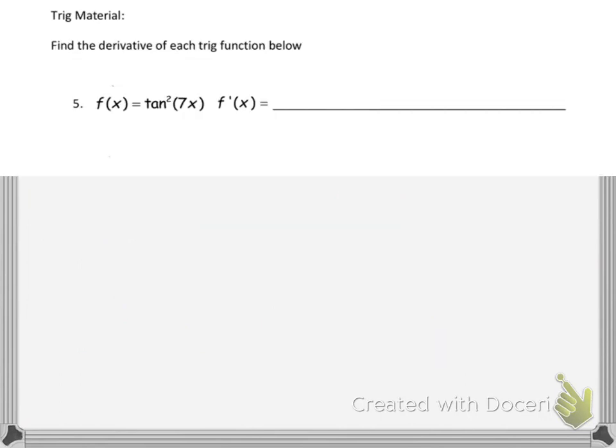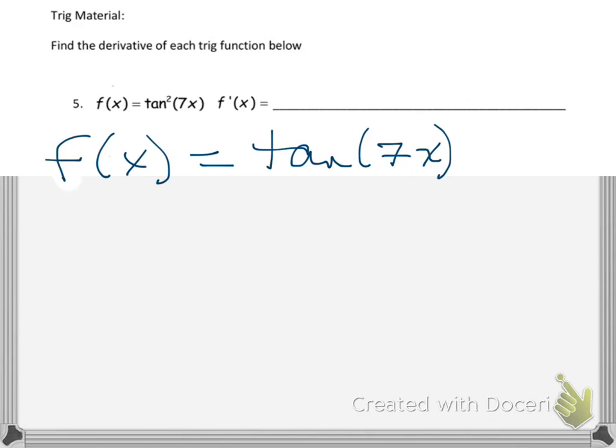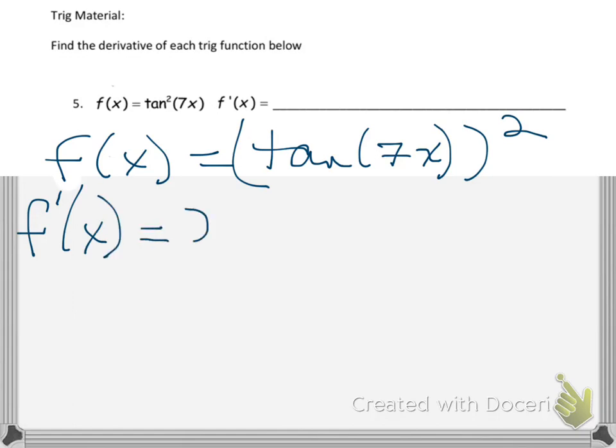Okay, in this next problem, number 5, I see I'm taking the derivative of a tan squared function. So the first thing I'm going to do is some rewriting, and when I rewrite it, it's going to be tan 7x, and then the whole thing is raised to the second power. So now let's take the derivative when it's in that form. So the derivative is going to be, take the power rule, 2 times tan 7x, and this part is raised to the first power. Now take the derivative of tan.